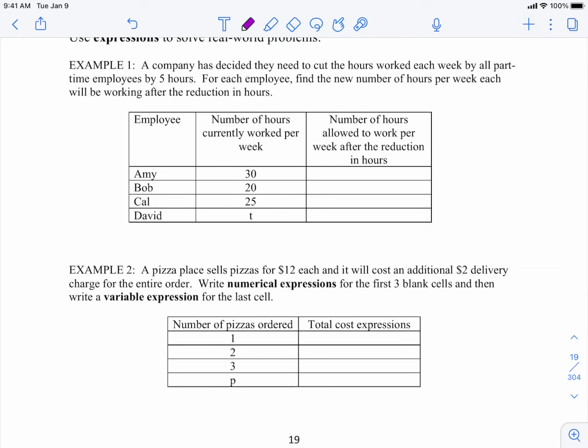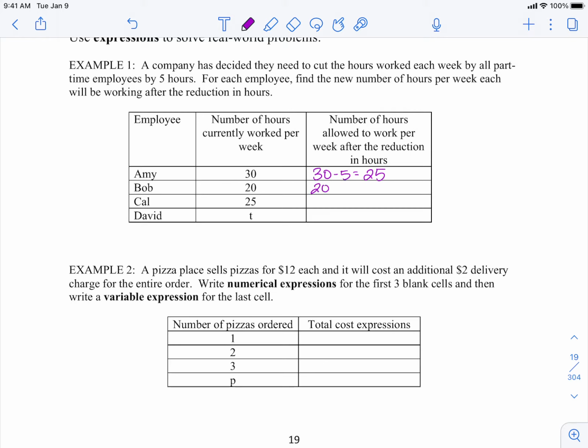A company has decided they need to cut the hours worked each week by all part-time employees by 5 hours. For each employee, find the new number of hours per week each will be working after the reduction in hours. So Amy starts with 30 hours. If she's working 30 hours and reduce that by 5, she's now going to be working 25 hours.